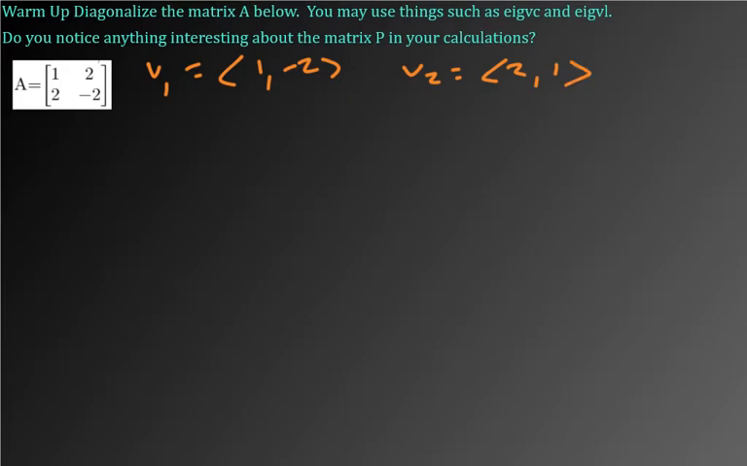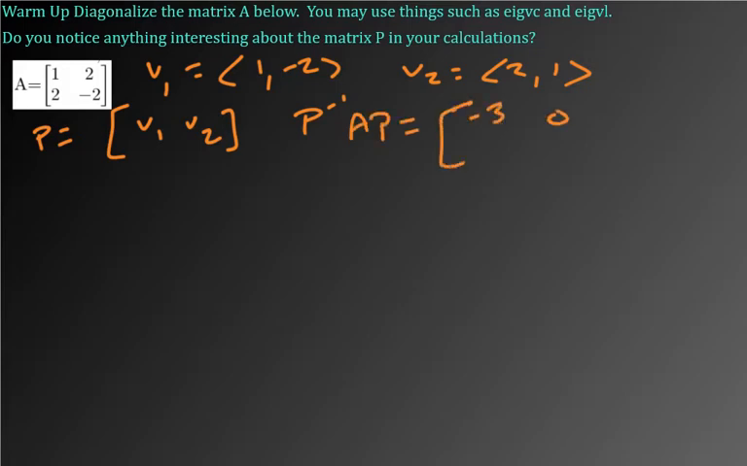If P is built out of v1 and v2, and then you find P inverse and do that out, you'll notice P inverse AP is equal to the matrix [-3, 0; 0, 2], which is my diagonal matrix. That is how you diagonalize the matrix. And truly, these are the eigenvalues for this matrix right here.